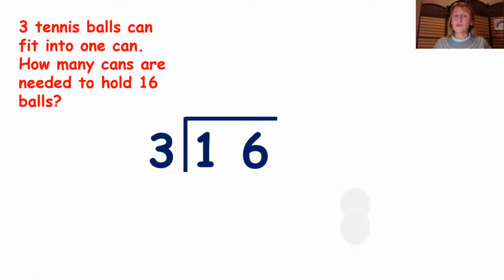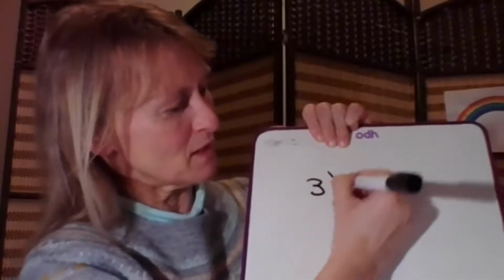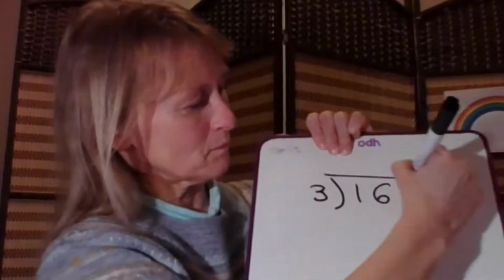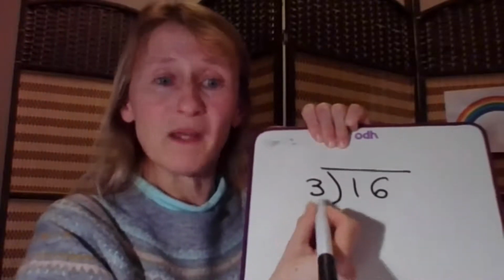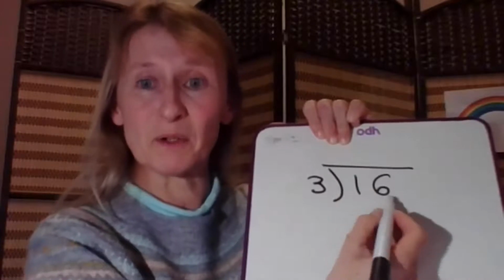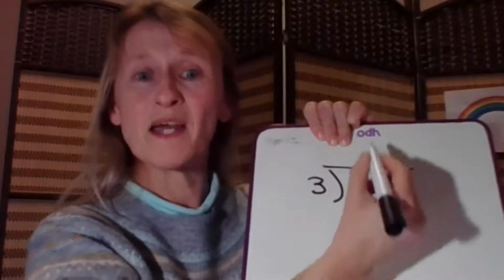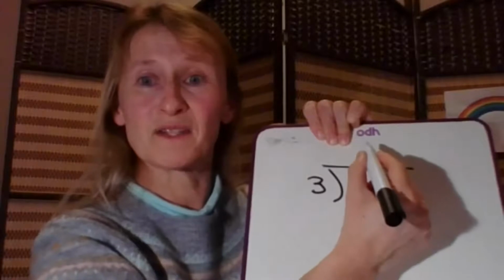Now, if I set this out as a division question, it's going to look like that. So I need to work it out. And I know how to do this. I know this is a terribly simple one, but let's just work it through. Okay, so 3 tennis balls go in 1 can. I've got 16 tennis balls altogether, and I want to work out how many cans.